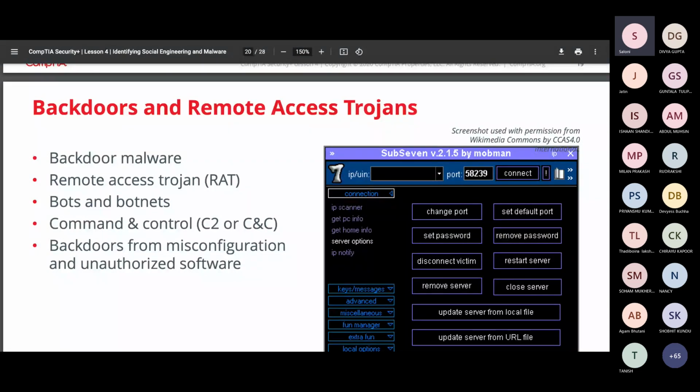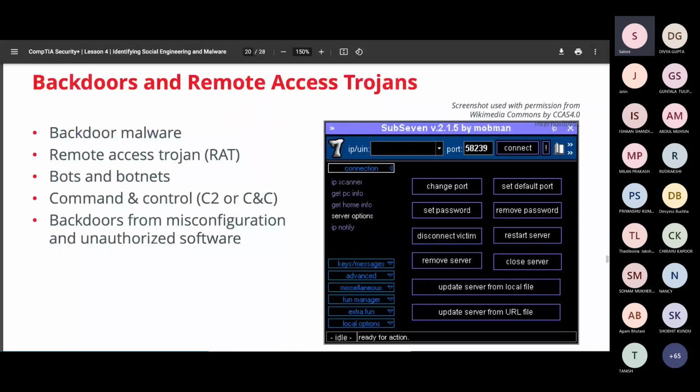So examples may include leaving a router configured with the default administrative password, left as is, never changed, the default admin ID and password, having a remote desktop connection configured with some unsecured password, or leaving a modem open to receive dial-up connections. So this may happen, backdoors from misconfiguration or unauthorized access. So this is all about backdoors and remote access trojans, guys.